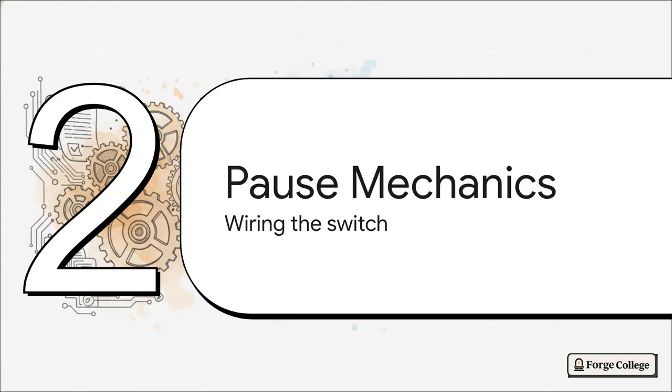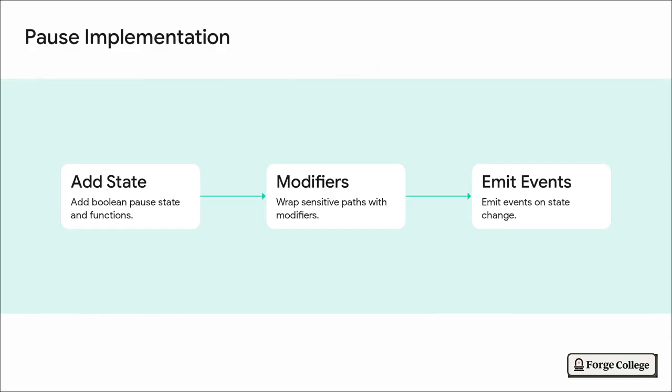Moving on to section 2, mechanics of the pause. This is all about how we actually wire the switch in Solidity. So we know what a pause is conceptually, but how do we actually build this infrastructure inside our code? It essentially boils down to 3 sequential engineering steps. Step 1, you add a boolean pause state. Usually we just call it paused, and you expose functions to change that state, like pause and unpause.